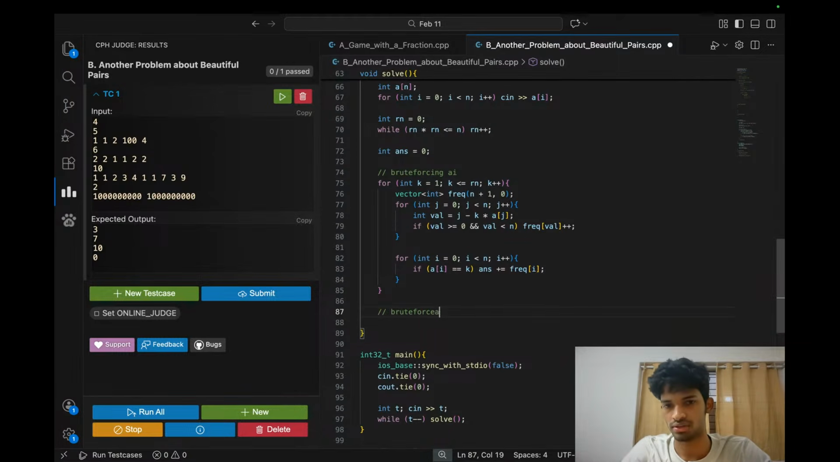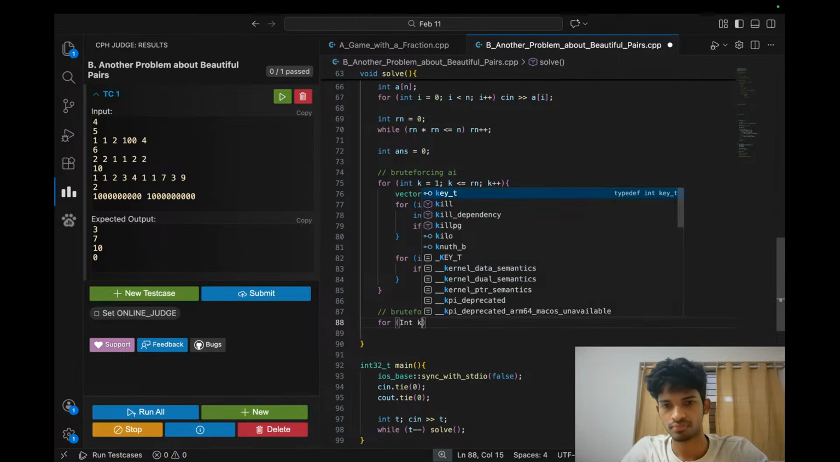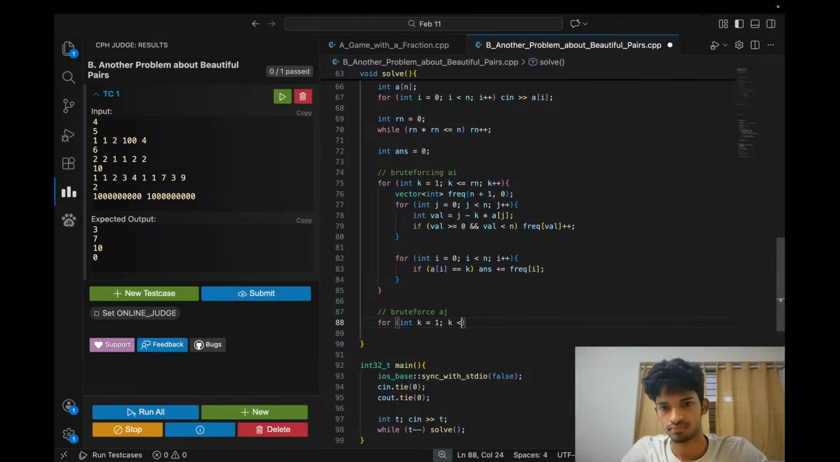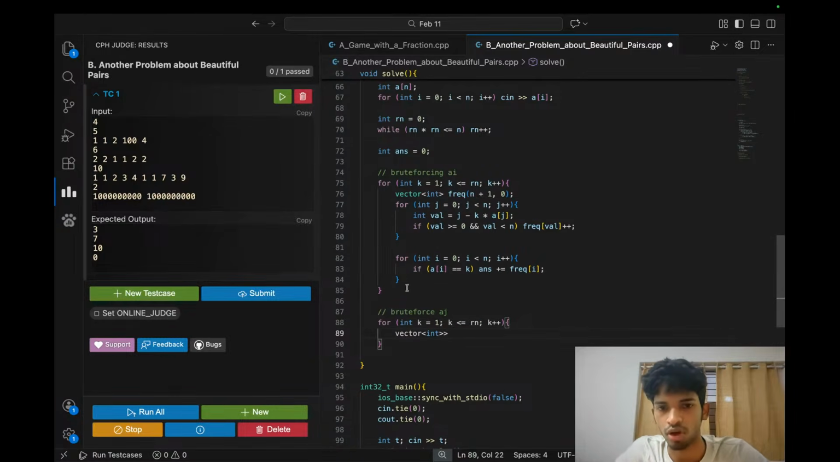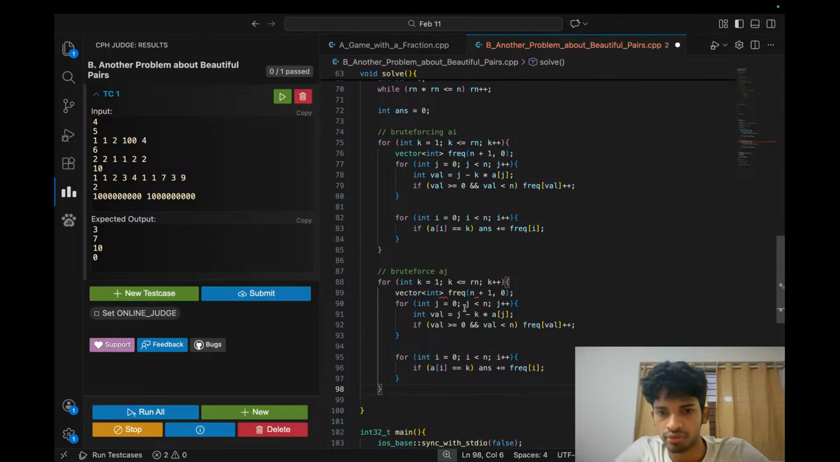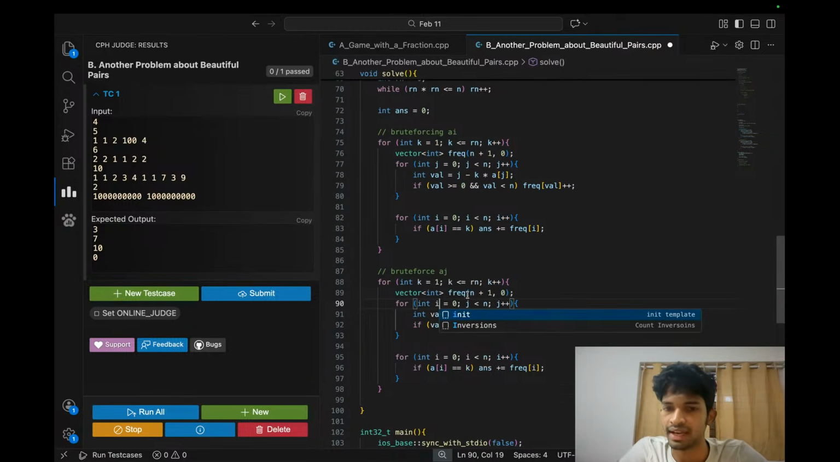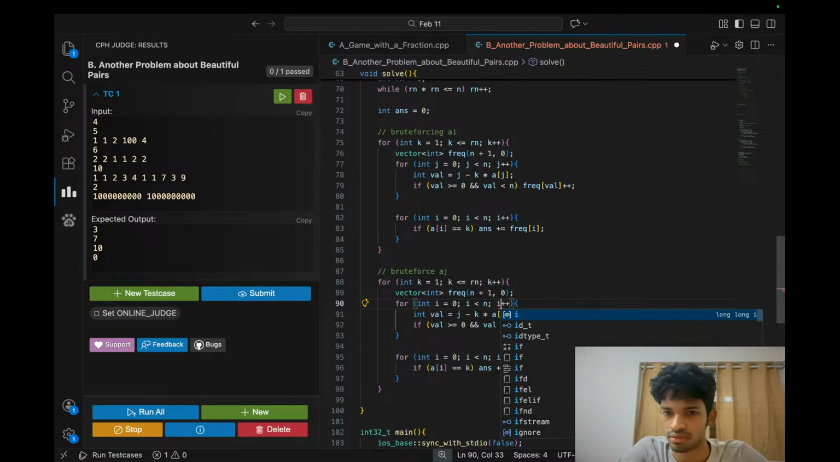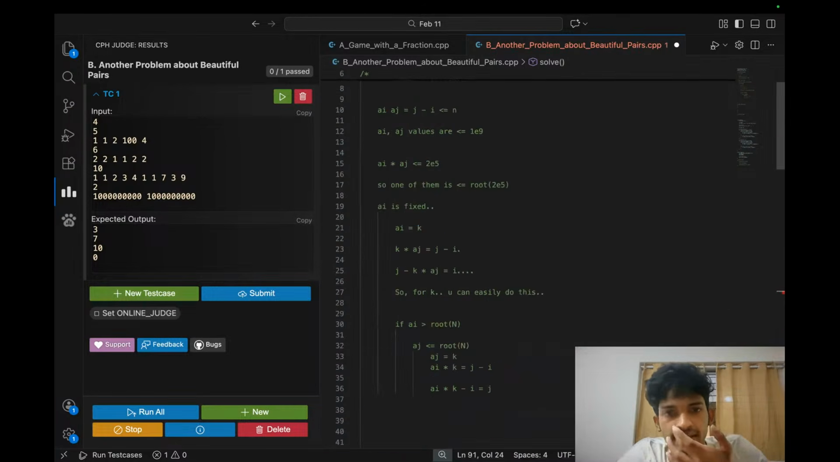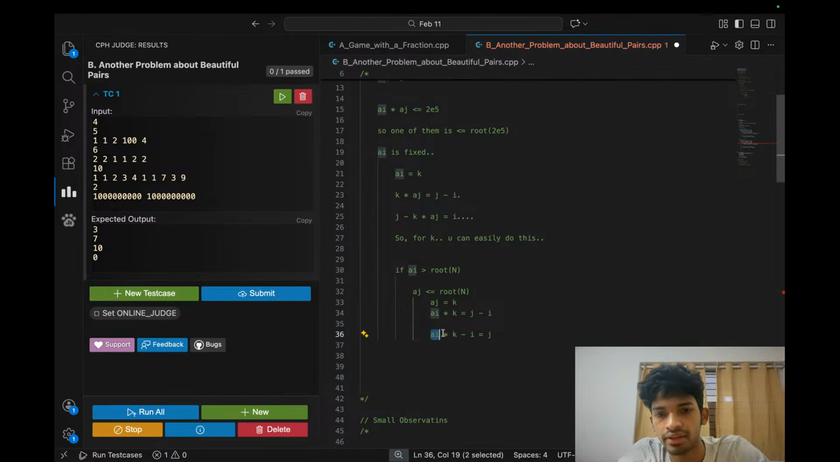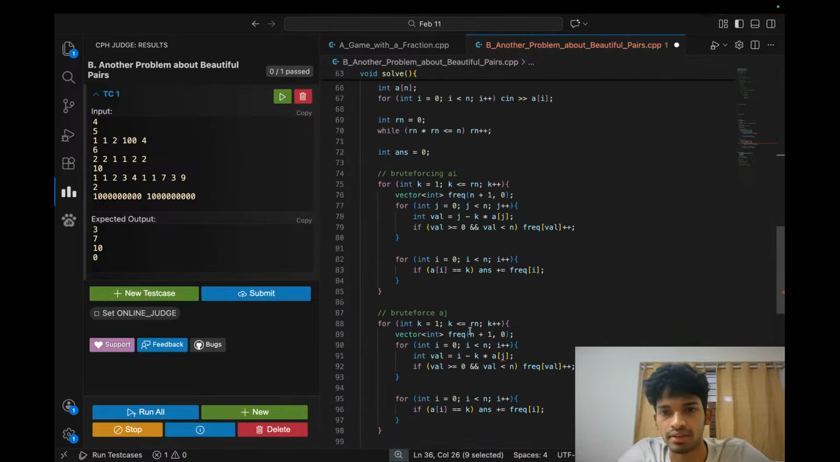Now for aj, it is almost the same thing, exactly the same thing. But we are brute forcing aj, and we are trying to find i's here. And then the values are ai times k minus i.